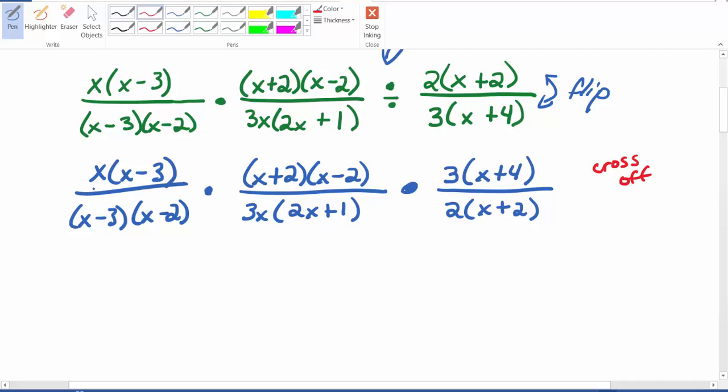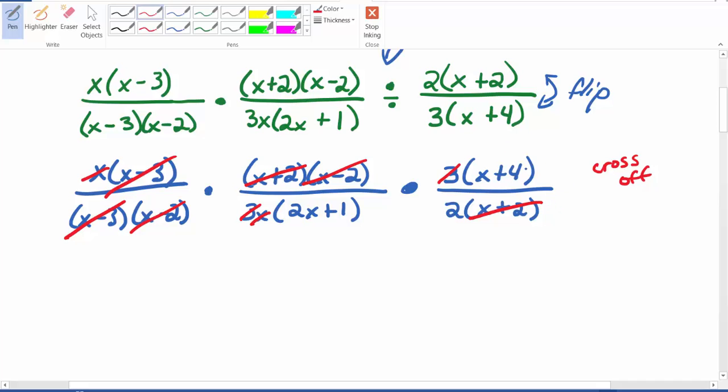Looking at what we can cross off, it looks like we have an x up here, a 3x on the bottom. That x can drop out, just the x. We have an x minus 3 on top. We have 1 on the bottom. Those can cancel out. Moving on to this x plus 2. I see 1 over here on the bottom. X minus 2. Yep, there's 1 on the bottom. This 3. There's a 3 on the bottom as well.